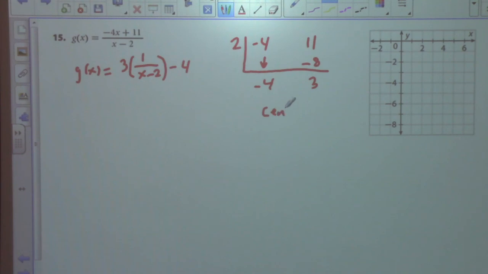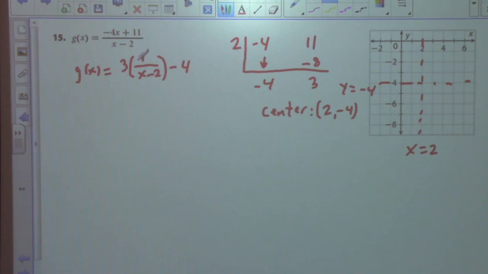It would be 2, negative 4. So we have x equals 2, and then y equals negative 4. Okay, pretty good. That's actually really good.